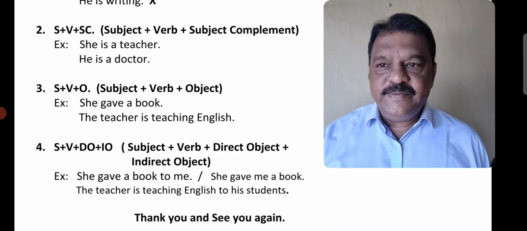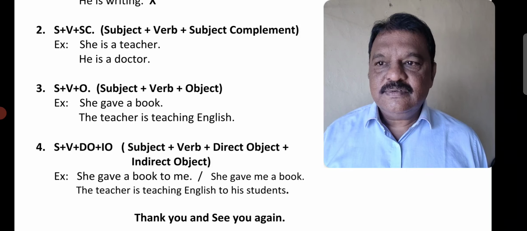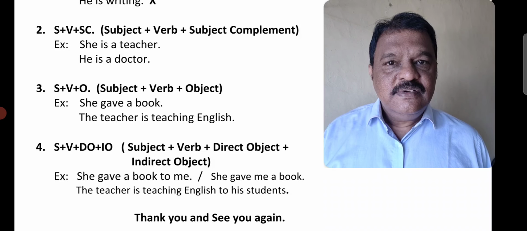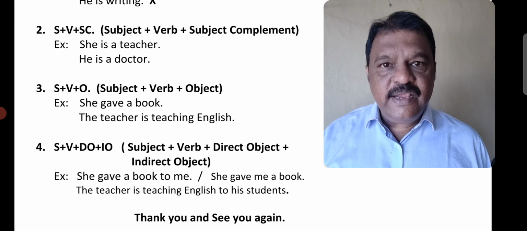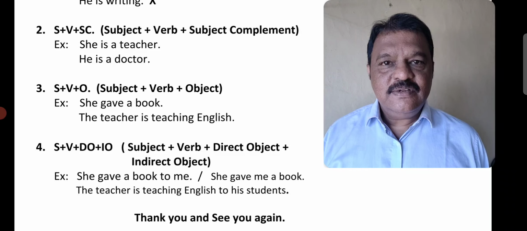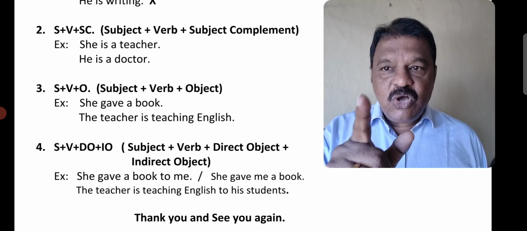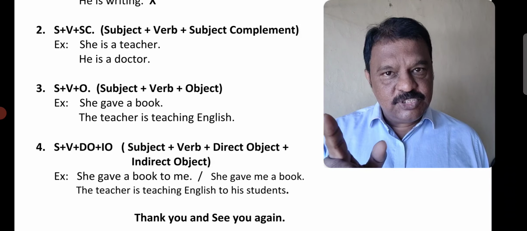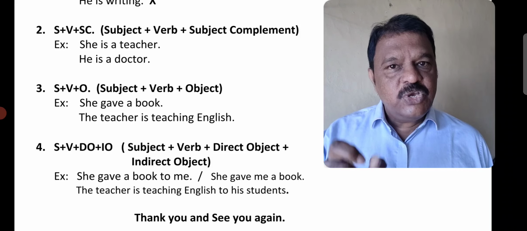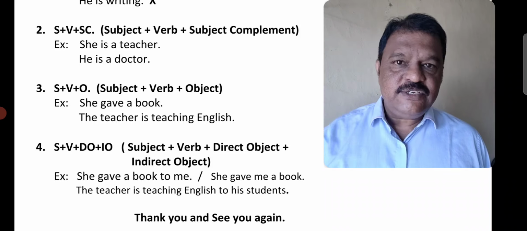Under pattern number 3, the teacher is teaching English. The teacher is the subject, is teaching is the verb, English is the object. Do you understand? So, subject, verb, object. The teacher is the subject, is teaching is the verb, English is the object. S plus V plus O pattern.